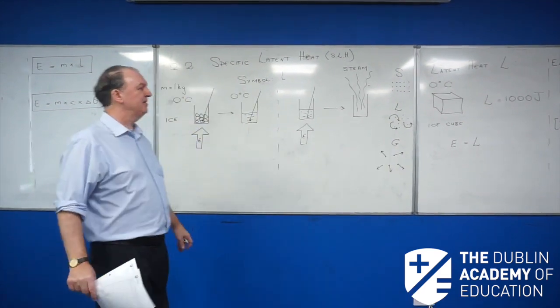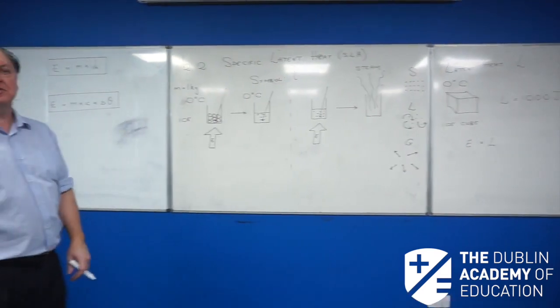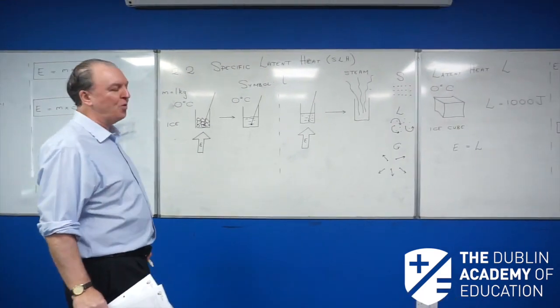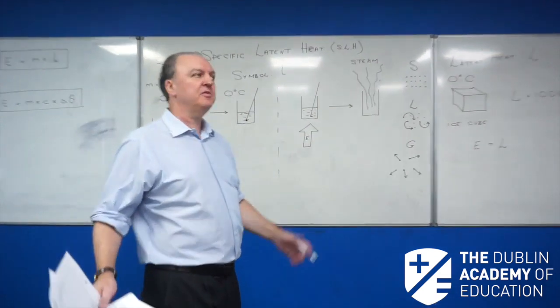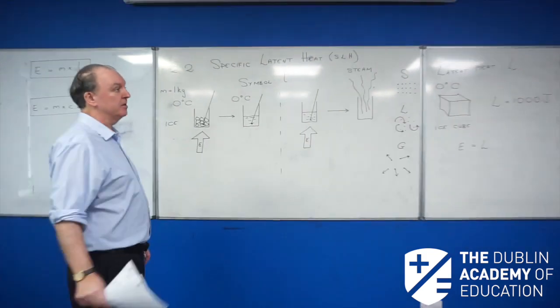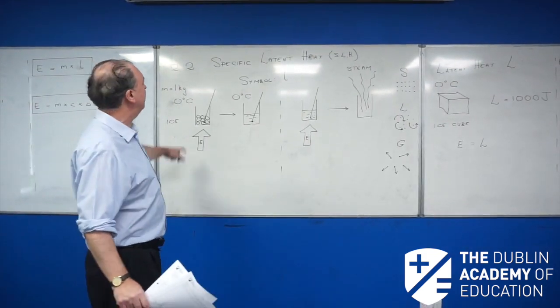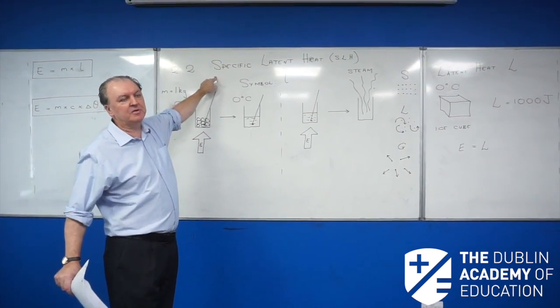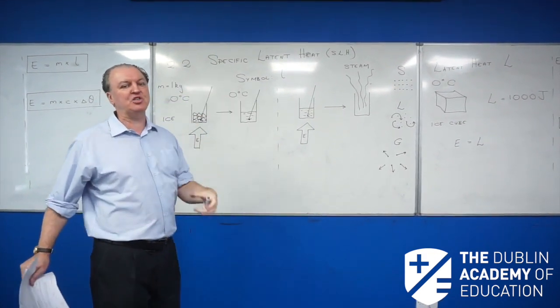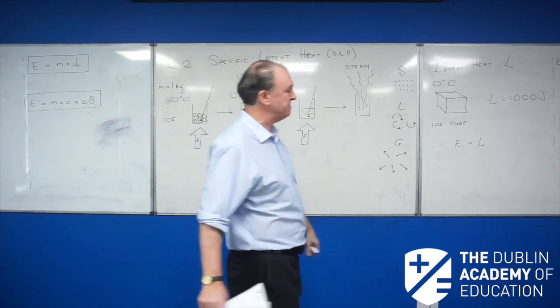Okay, welcome back to the second lesson in chapter 2, which is on quantity of heat. In the first lesson, we talked about SHC, specific heat capacity, and now we're going to talk about specific latent heat. When we talk about latent heat, we're talking about changing the state of something.